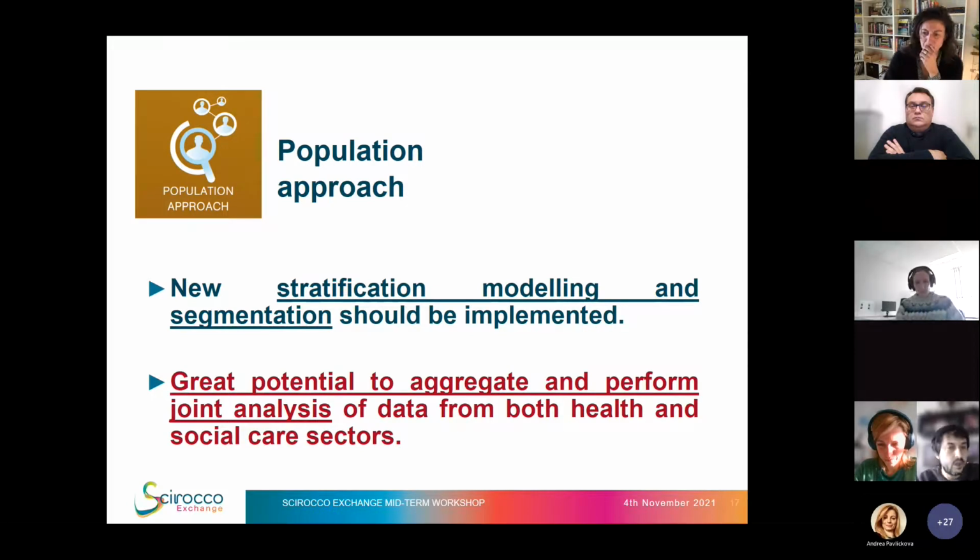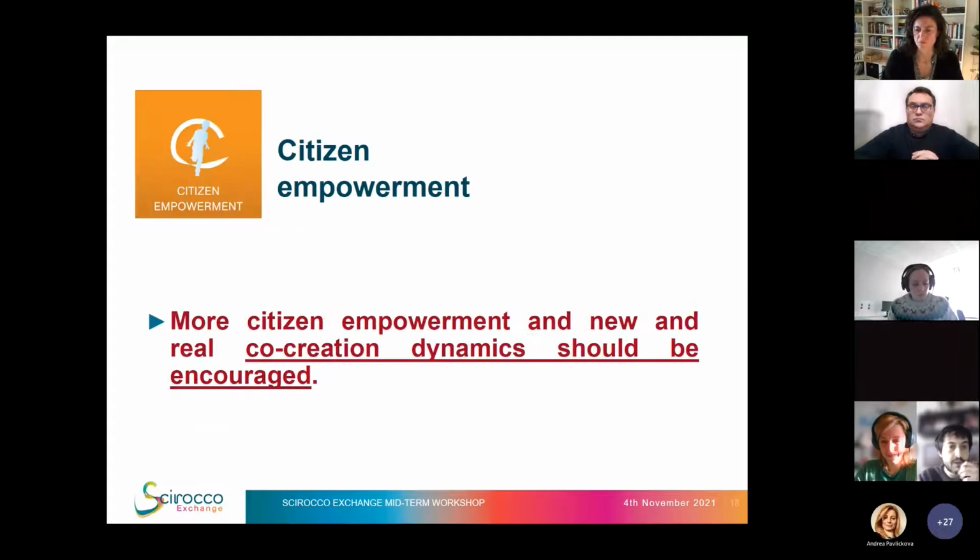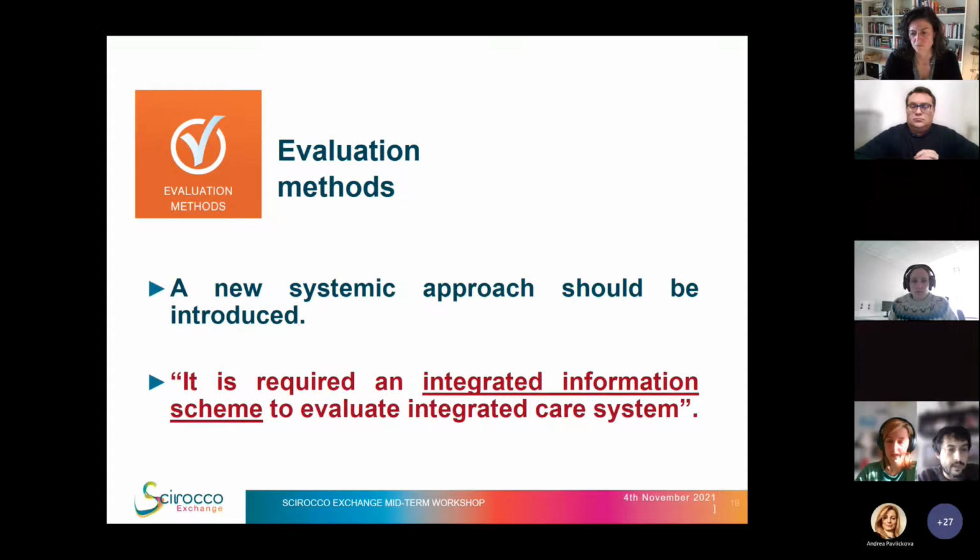In population approach, a new stratification modeling and segmentation should be implemented, having as a reference the stratification usually used in the health system. And there's great potential to aggregate and perform a joint analysis of data from both sectors. In citizen empowerment, they said that co-creation dynamics should be encouraged. And in evaluation methods, one of the main ideas was that an integrated information scheme is required to evaluate the integrated care system.